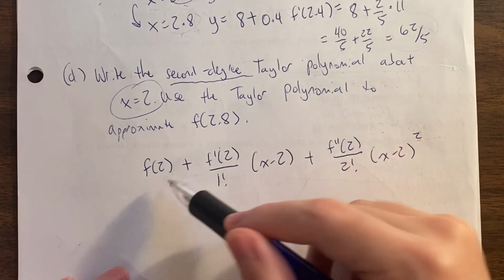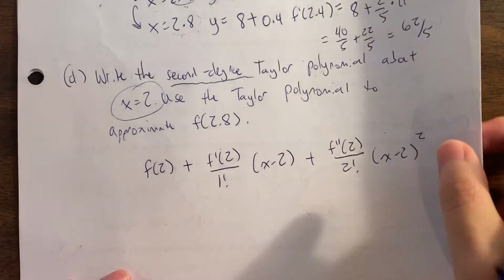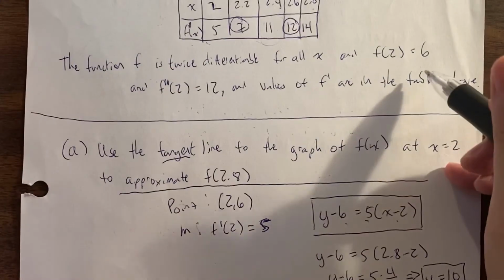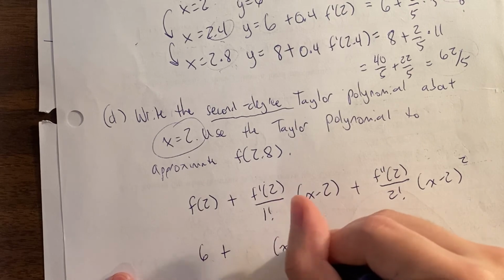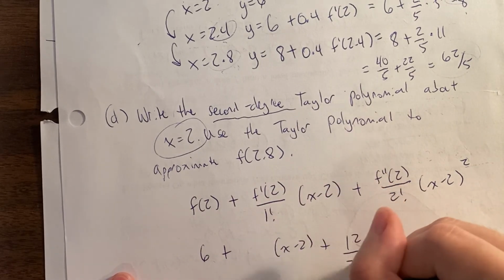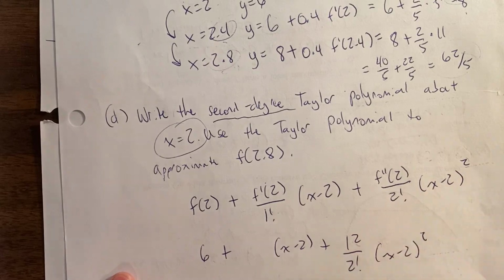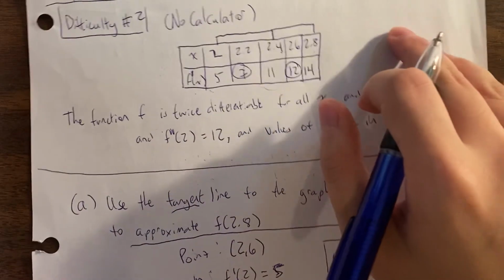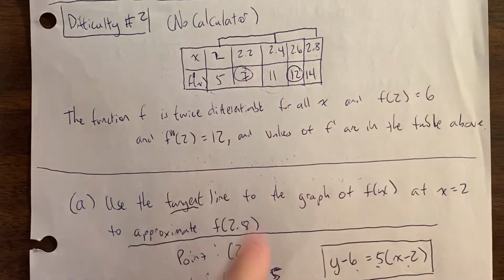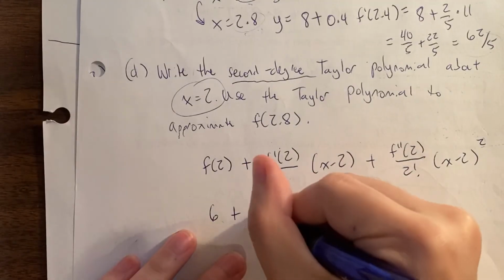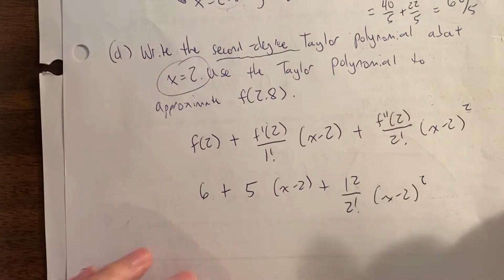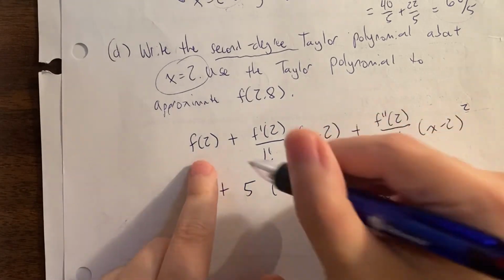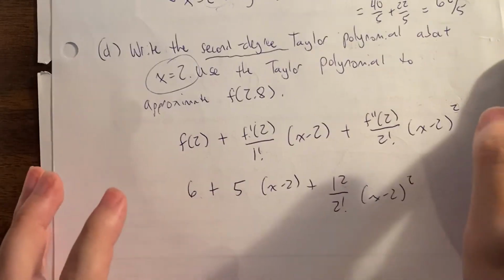All we're going to have to do is plug in some values for these numbers, and they were all given on the previous page, so it shouldn't be too bad. f of 2 was 6. f double prime of 2 was 12. So let's write that down first. So it's 6 plus something times x minus 2 plus 12 over 2 factorial times x minus 2 squared. And then finally, f prime of 2 is 5. So that's going to be 5 here. So again, this is the general formula for any Taylor polynomial, second degree, about x equals 2. And in this case, we found these three numbers, or we didn't actually find them. They were given to us.